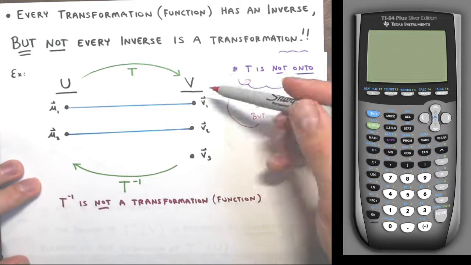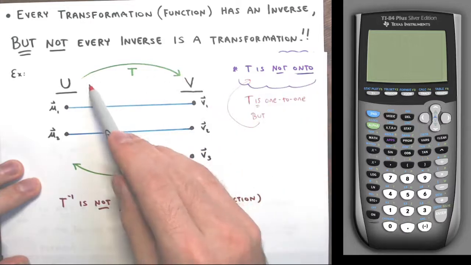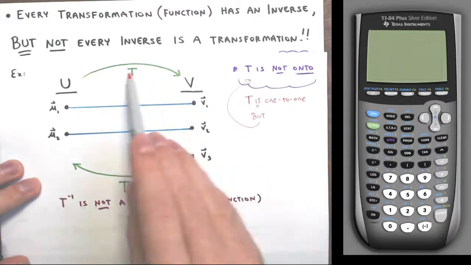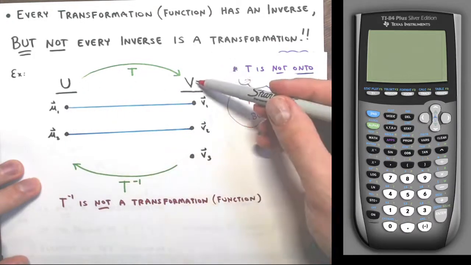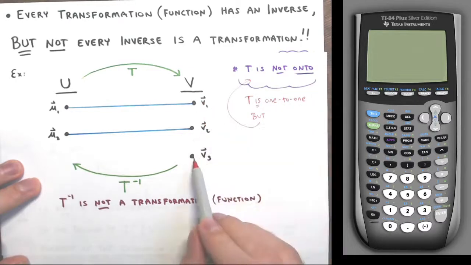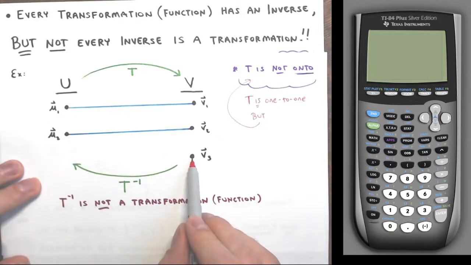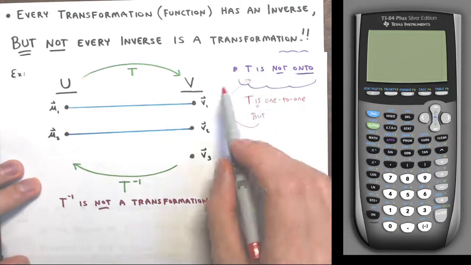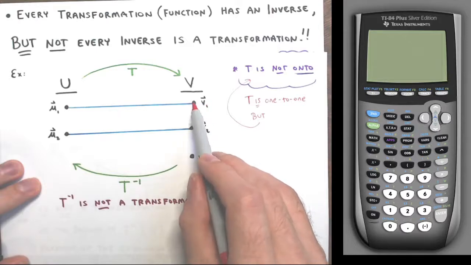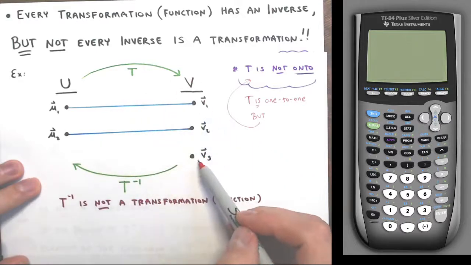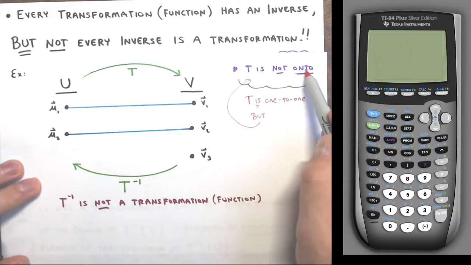You see this element, again, for T, we're looking in this direction, from U to V. You see how in V here, there is an element of the codomain, this V3 down here, that is not mapped to. Right? There's no segment going to it. So the range is just V1 and V2. The range of T is not all of V, so T is not onto.